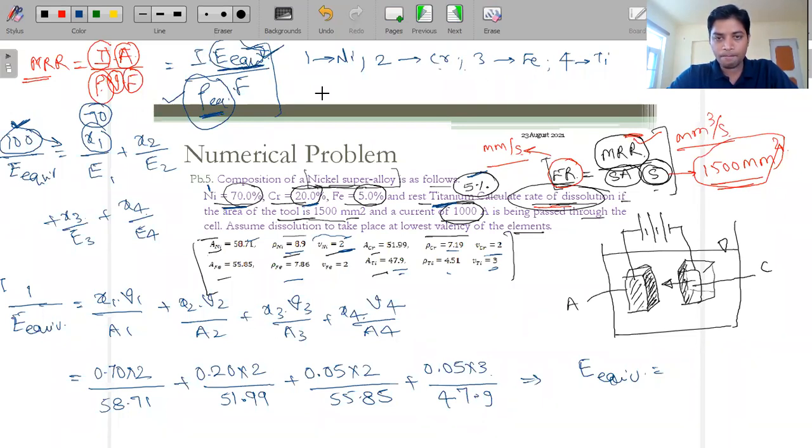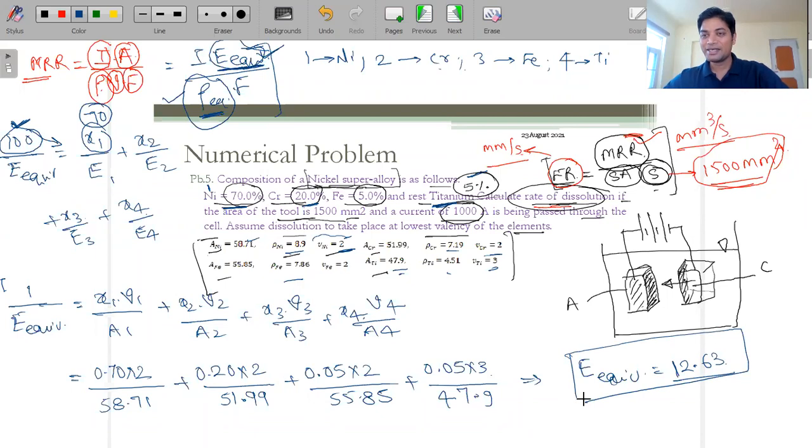12.63. What is the unit? No need for a unit. There is no unit because it's atomic weight and valency. Please, guys, cross check this answer. Anybody else? Apart from the names that I mentioned, if you have calculated, you can also mention.